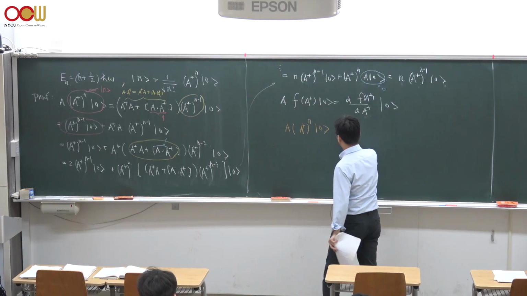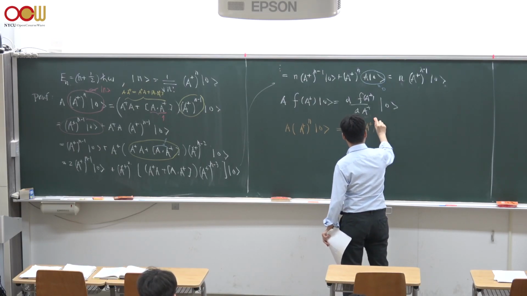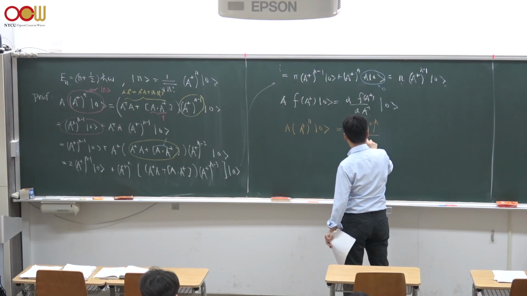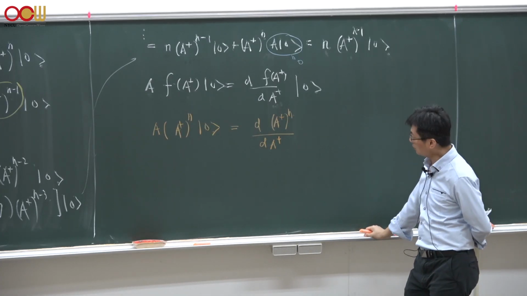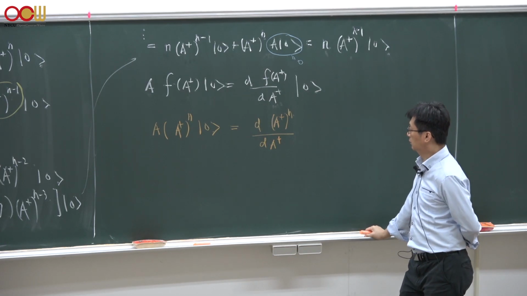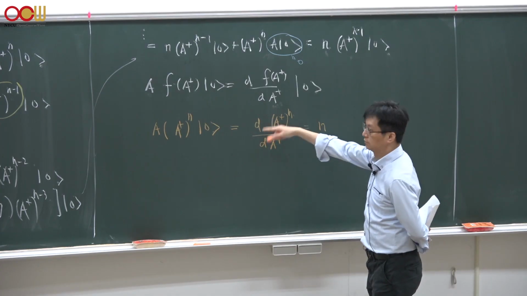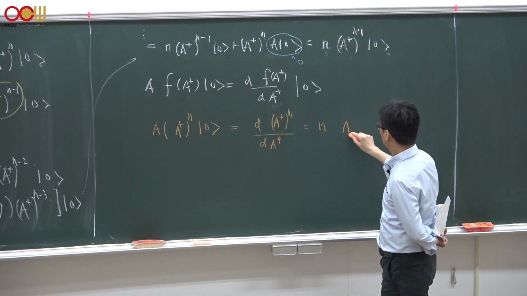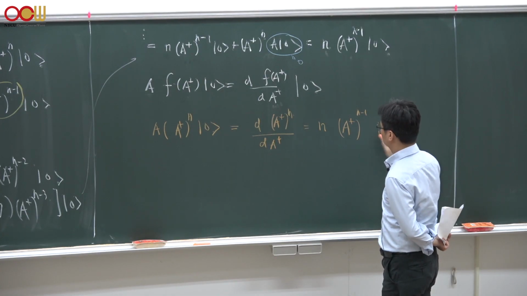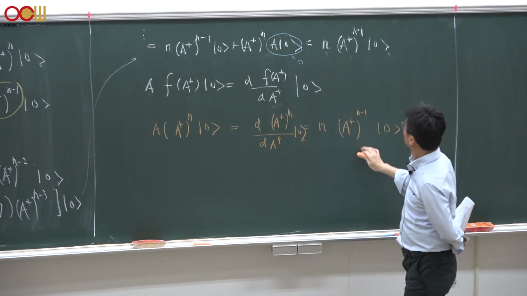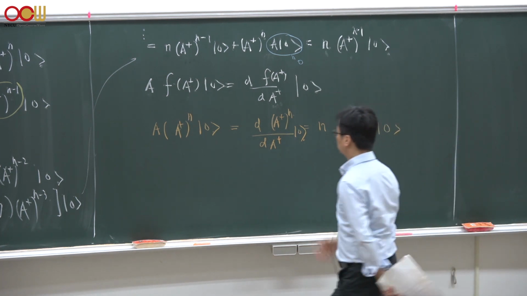So the result is actually what? The a dagger of n by the a dagger. Just like what you did in calculus, you take differentiation of this function with respect to a dagger, you get n prefactor times a dagger to the power of n minus 1 acting on 0. This is precisely what we found.